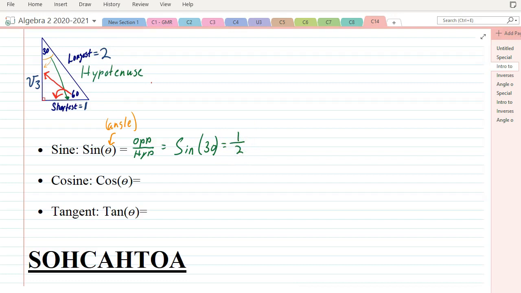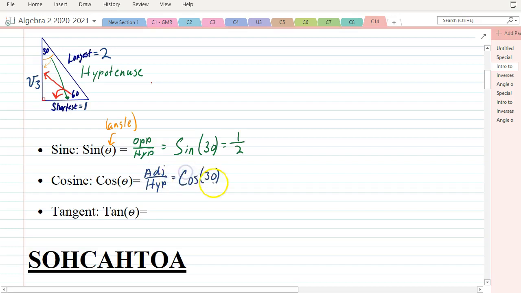Next is cosine. Cosine is the adjacent over the hypotenuse. Well, what is cosine of 30? The square root of 3 is adjacent to the 30. We know the adjacent because you have to draw a curved line. So the adjacent is square root of 3, and the hypotenuse is still 2. That doesn't change. So cosine of 30 would be the square root of 3 over 2.